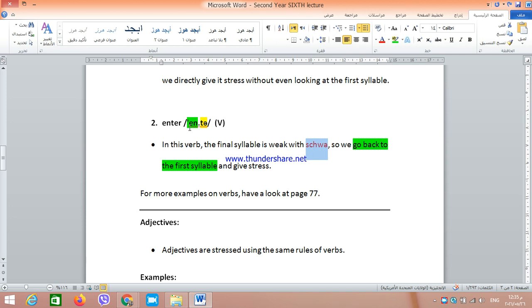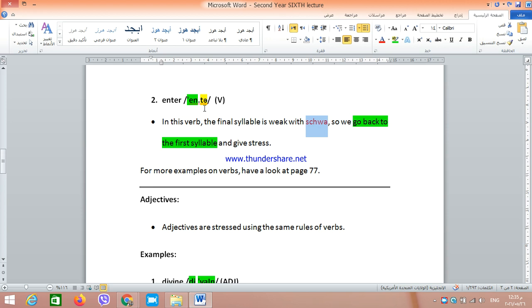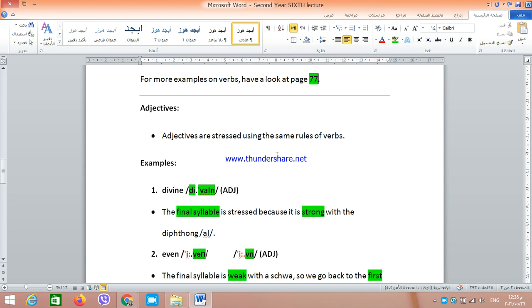Okay? So we give stress here to the second because it is strong. But here, the second syllable is weak, so we go back to the first syllable and give it stress because it's stronger than this one. Here we have the vowel e, which is definitely stronger than the schwa. For more examples on verbs, have a look at page 77. You can practice and then check. You go and stress these verbs and check with the dictionary if your stress patterns are correct or not.